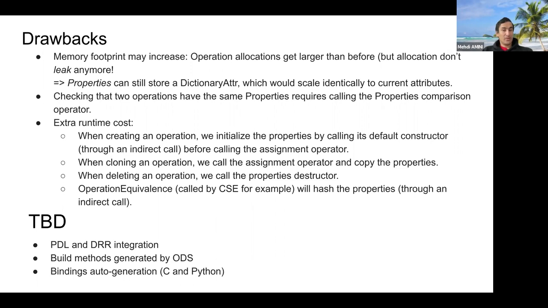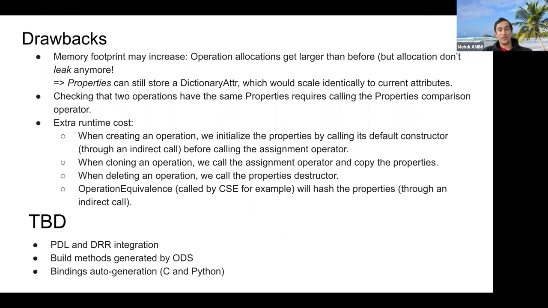Checking that two operations have the same properties requires comparing the properties, calling the comparison operator. So there's some trade-off here. There is some extra runtime cost. When we create an operation, we have to call the constructor. When we clone an operation, we have to call the assignment operator, copy the property instead of copying a pointer. When we delete an operation, we have to call the destructor. So hopefully it doesn't do too much work there. But in the case of the shared pointer, it has to decrement the ref count when we delete an operation. And we have to hash properties if we want to hash the operations themselves.